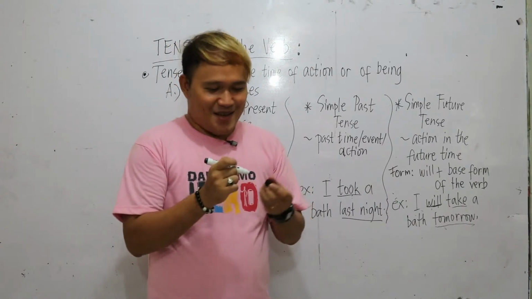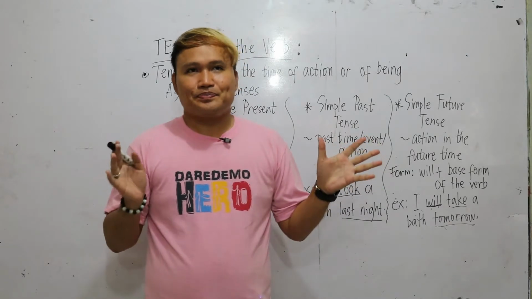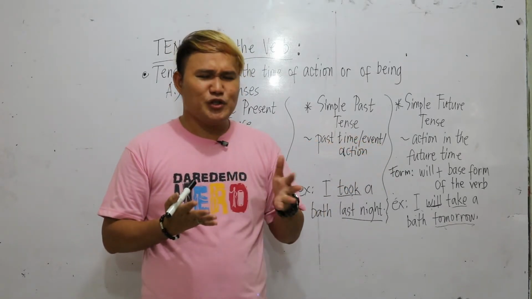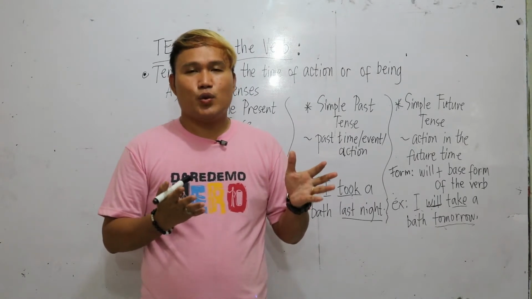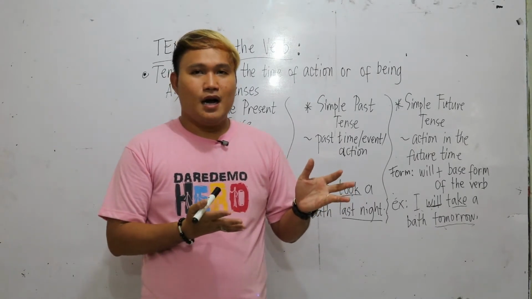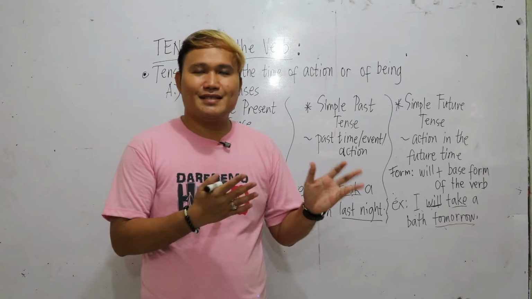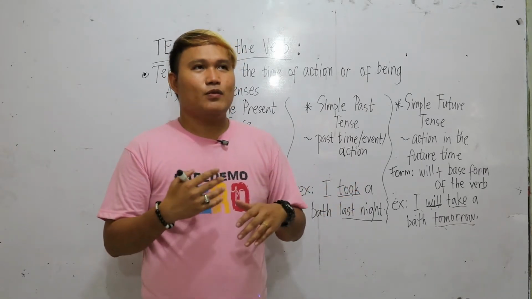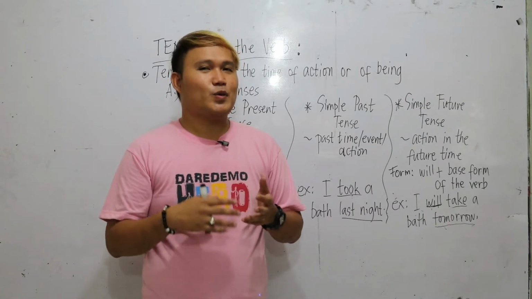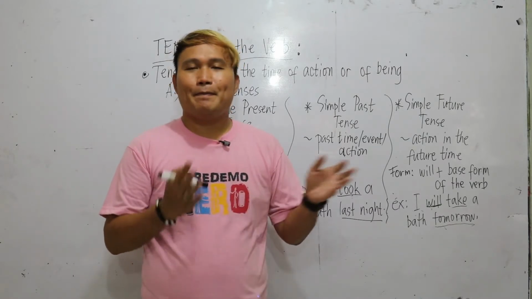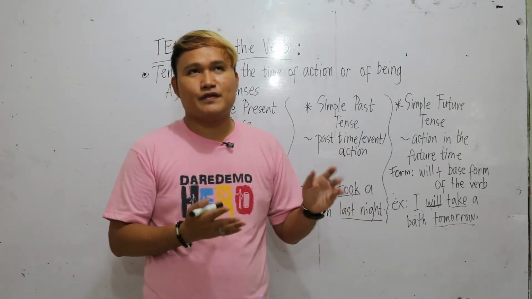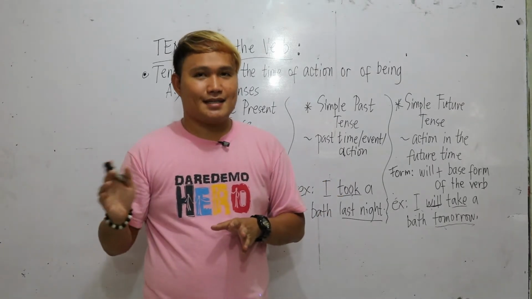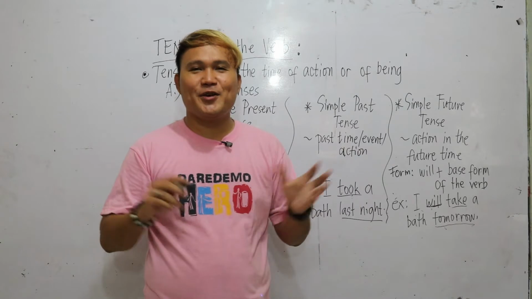Now, you might want to search more words on the internet as to what's the past form of a word. For example, get. What's the past form of get? We have got. The simple future form of get is will plus get. There you have it.